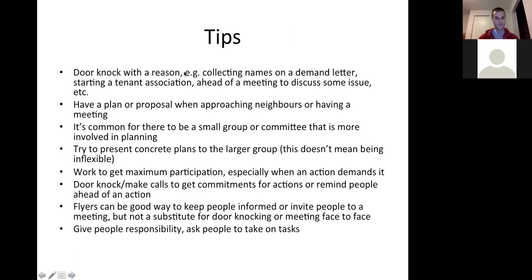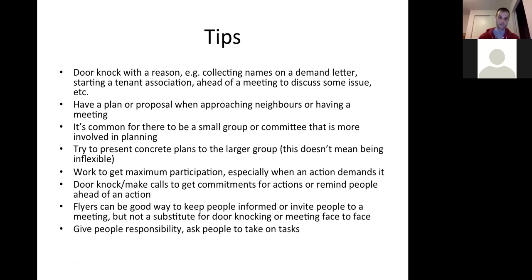I think I covered some of this stuff already, but these are just a few tips or things to keep in mind when you're organizing. Like I said, door knocking is the best thing you could do.